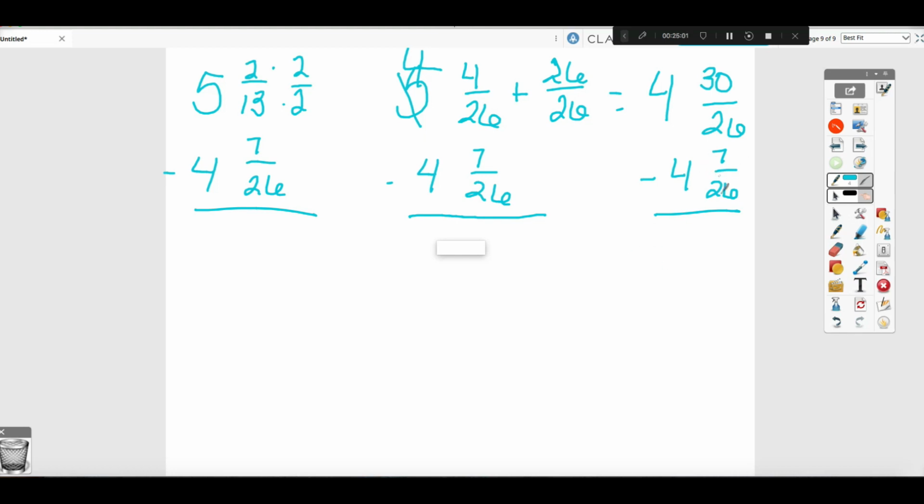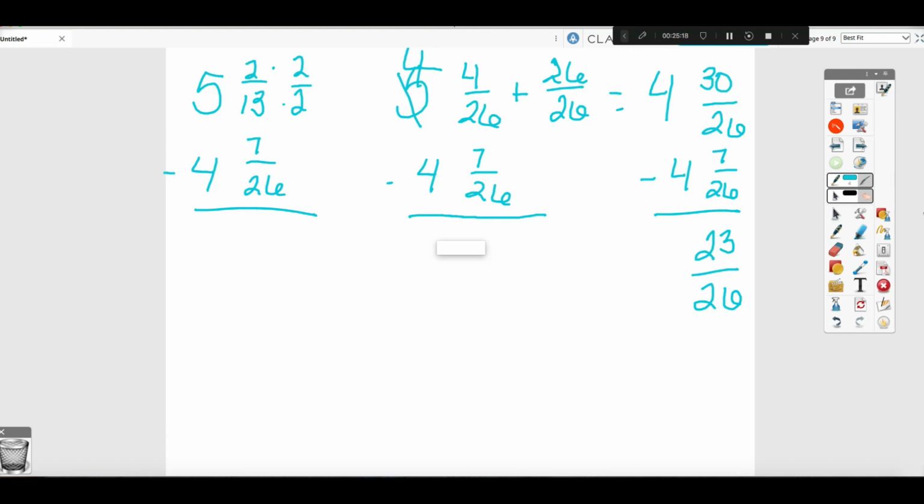30 minus 7 is? 4 minus 4 is? 0. Can we reduce that? 23 is a prime number.